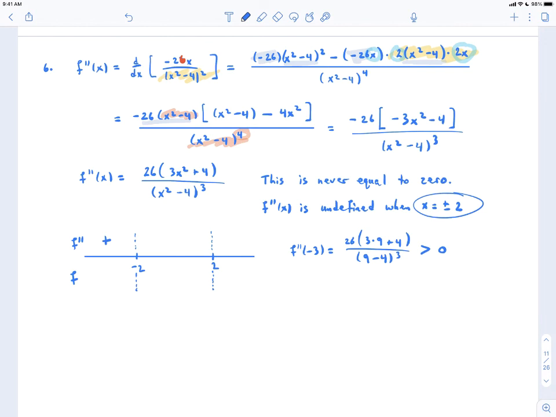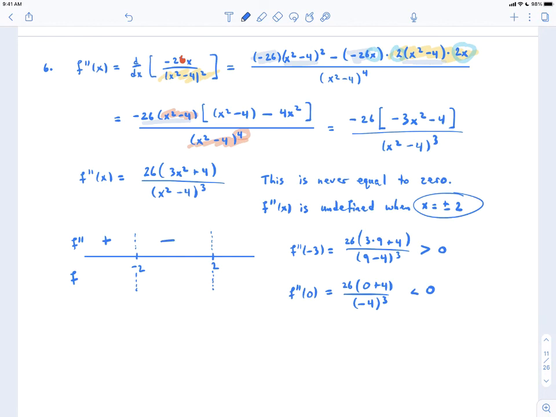What about the middle interval? We can pick any convenient number, and 0 is in that middle interval, so let's just pick that. So f prime prime of 0, what's that going to give us? That's going to give us 26 times 0 plus 4 divided by 0 minus 4, so it's negative 4 quantity cubed. Negative 4 cubed is still a negative number, so that will be less than 0. So on that middle interval, the second derivative is negative.